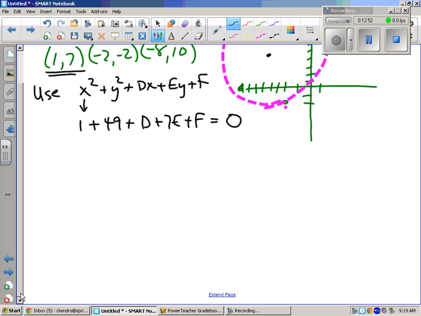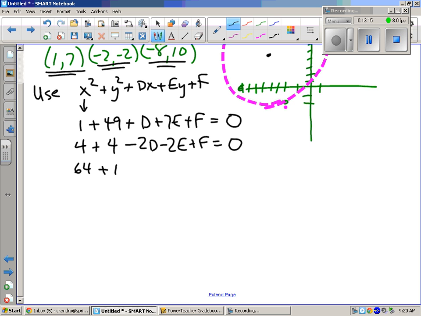Okay, now I'm going to do it with the second point, 2 and negative 2. So negative 2 squared is 4. The other 2 is 4. Then minus 2d minus 2e plus f equals 0. And now we're going to do it with the third point. So I get 64 plus 100 minus 8d plus 10e plus f equals 0.